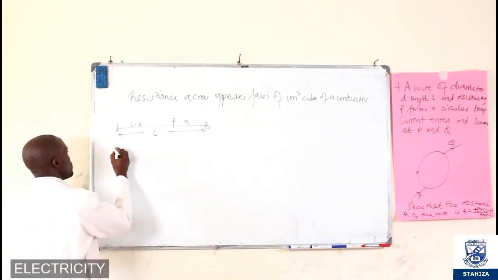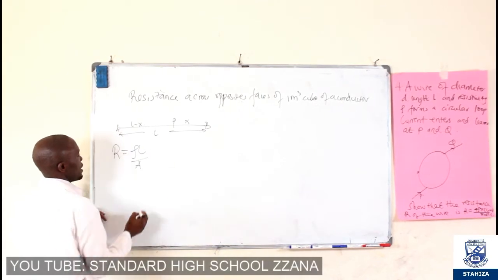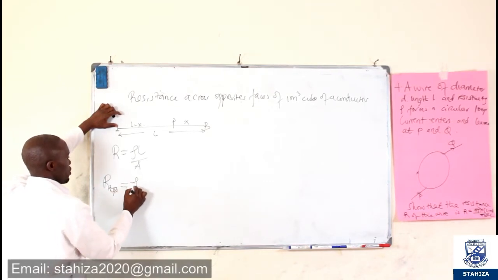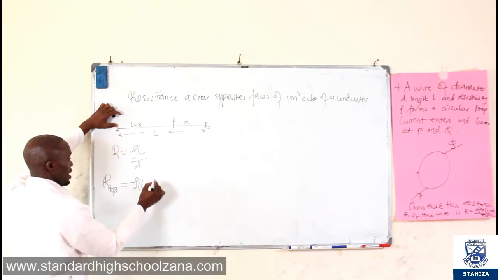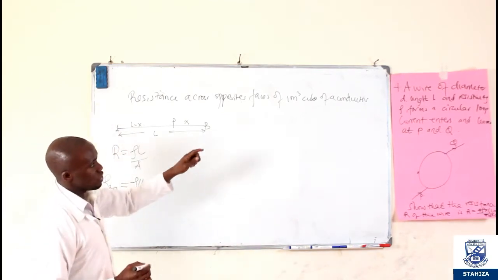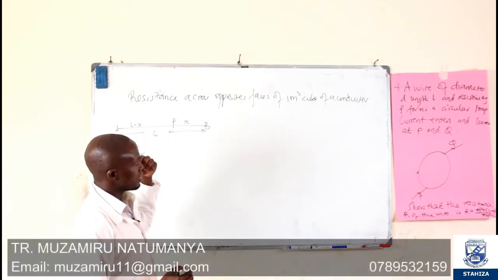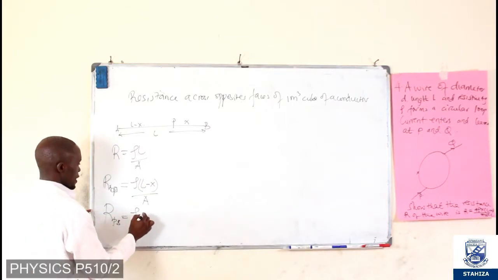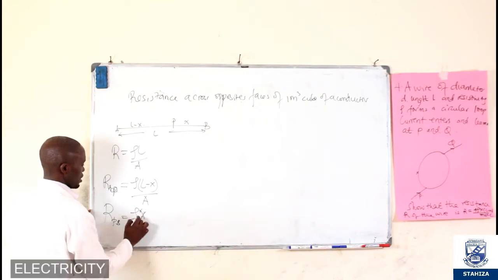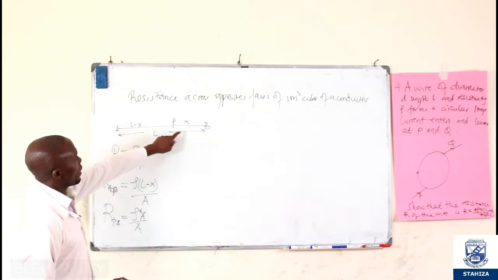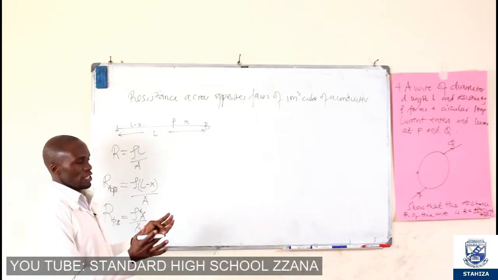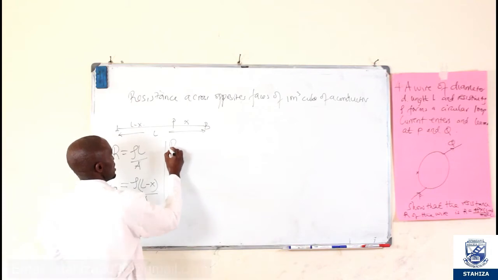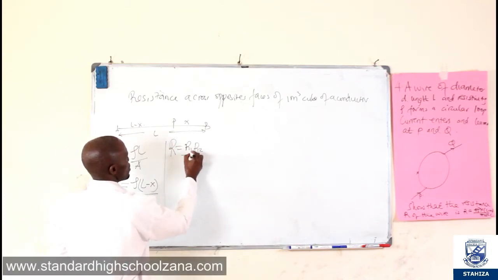Now, from the other formula of ours, R equals rho L out of A, let's fit this one. RAP will be same as rho L minus X, because that's our length, out of A. Remember, this wire is uniform, it has same diameter, same area, and so on. And RPB will be same as rho X out of A. Since these are two different wires separated, now we are going to combine them together to form one wire. They must be put in parallel. Thus, R equals R1 R2 over R1 plus R2.